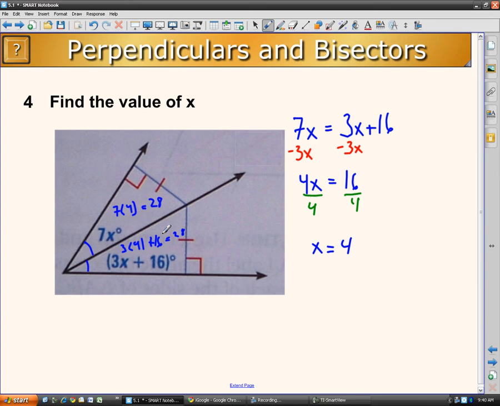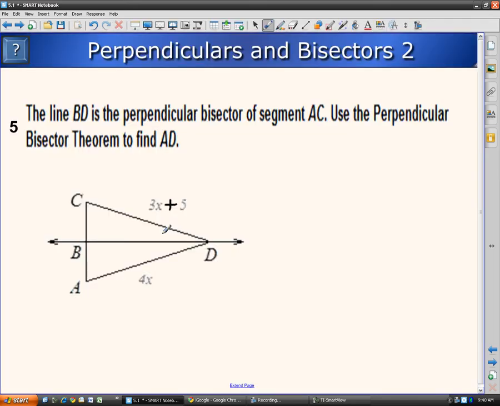Okay, so the next example says the line BD is the perpendicular bisector of AC. So they're already telling us that this is a perpendicular bisector, so we know that there's a right angle here. We know that this piece is equal to that piece because perpendicular means the right angle, and bisector means the pieces are the same. It says to use the perpendicular bisector theorem to find the length of AD.